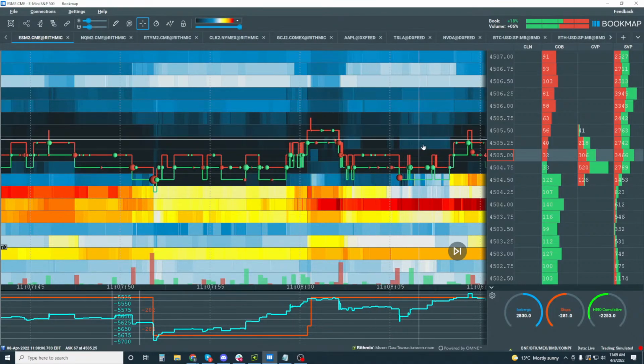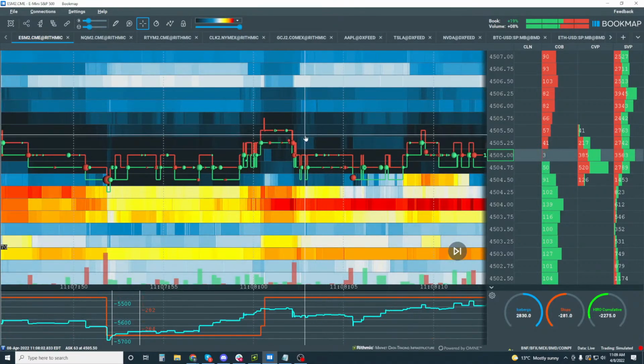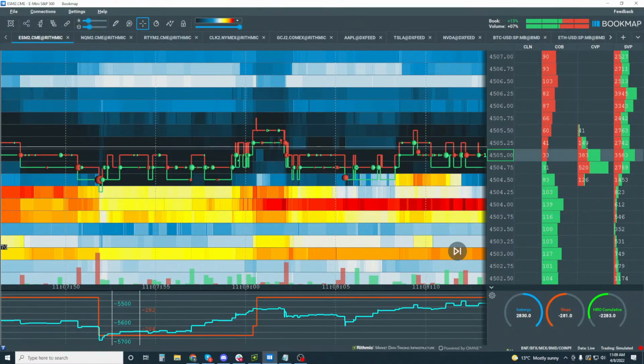So we can start to look for where they're building consensus in certain areas. Like here, in this price action, look at this B-shaped profile.